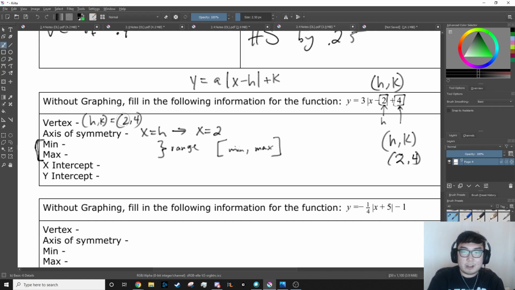So what is this value right here without graphing? I know that this graph is facing like this because there's no negative in front of it, right? There's no negative on this 3. So I know that my lowest point is going to be right here, my vertex. What is the y value of my vertex? Oh, it's 4. But what about my max? I have 2 arrowheads facing upwards, so my maximum is actually infinity.